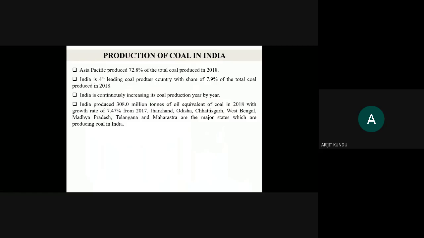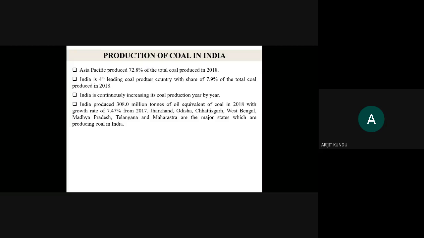Okay, production of coal in India. Asia Pacific produced 72.8% of the total coal produced in 2018. India is the fourth leading coal producer country with a share of 7.9% of the total coal produced in 2018. India is continuously increasing its coal production year by year.